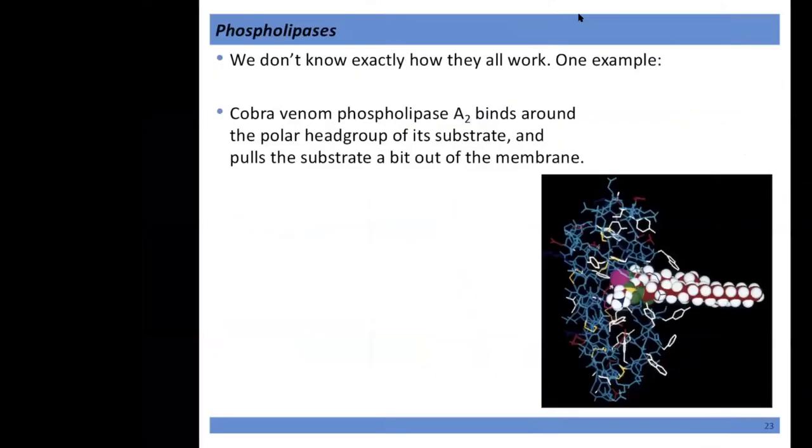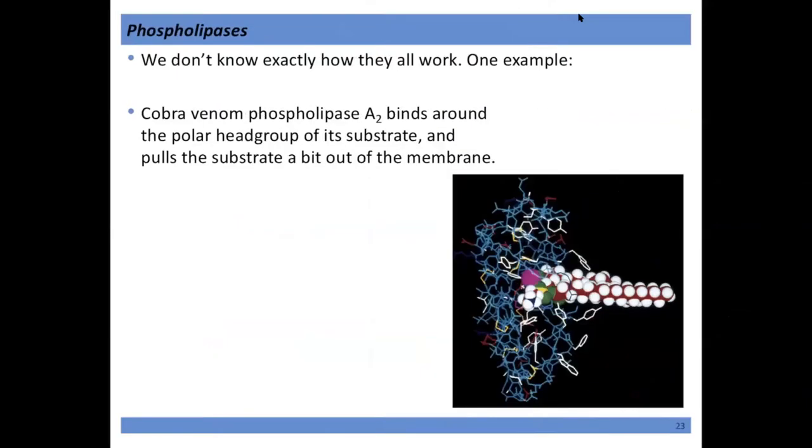But anyway, these phospholipases, here is a cobra phospholipase. And what's interesting is that phospholipase has to kind of pull the lipid out of the membrane, which we'll talk about, and get in there. So it's got these hydrophobic residues that kind of interact with these hydrophobic tails and pulls it out, and then it can do the cleaving there.